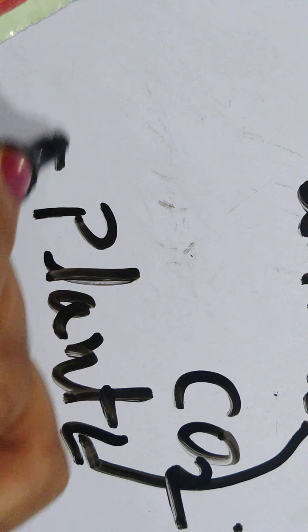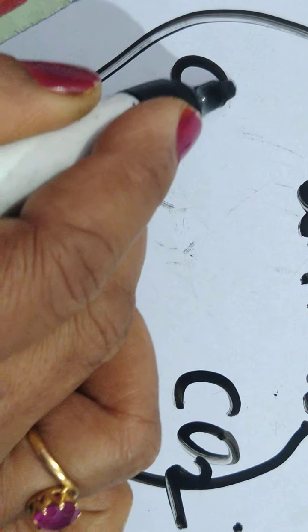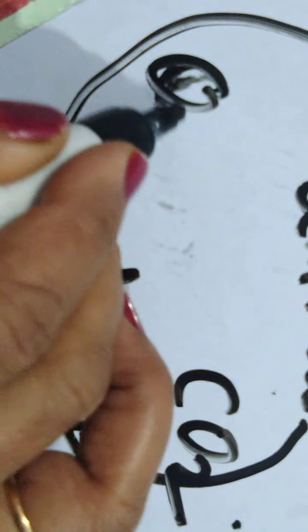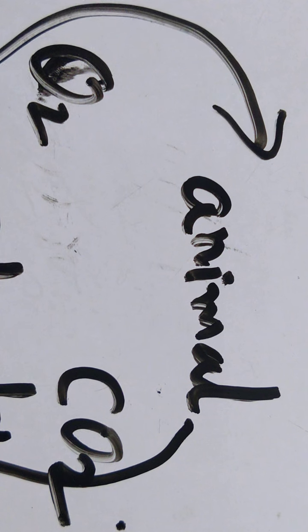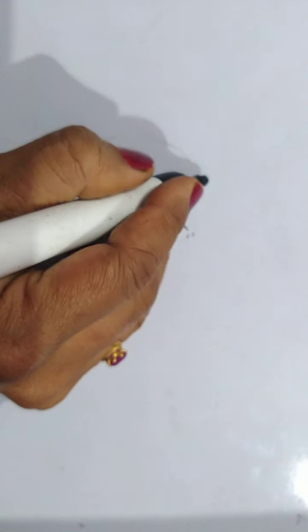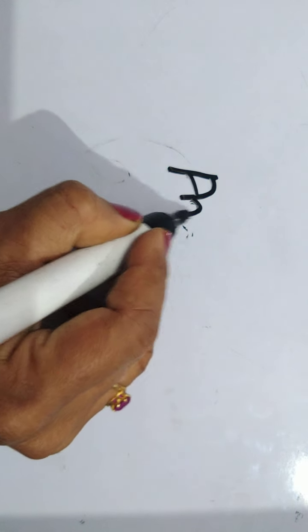See, this is an animal, and this is a plant. Animals give carbon dioxide, CO2 is carbon dioxide. Plants take this, then plants give oxygen, that is O2, and this is taken by animals. So this chain, the atmospheric chain, you should practice.